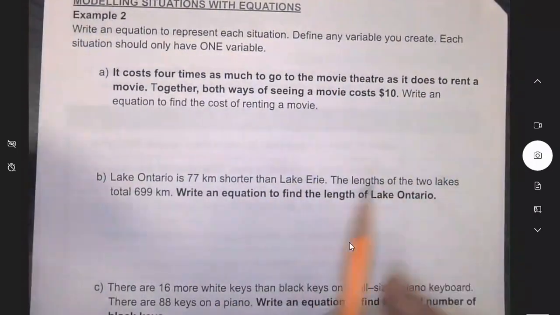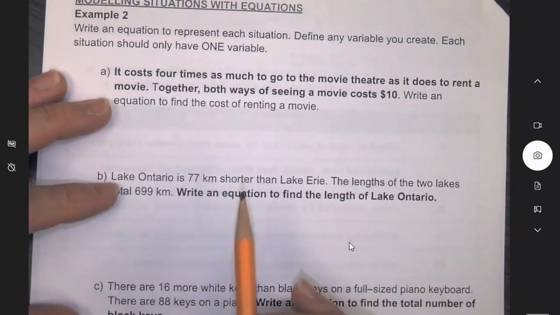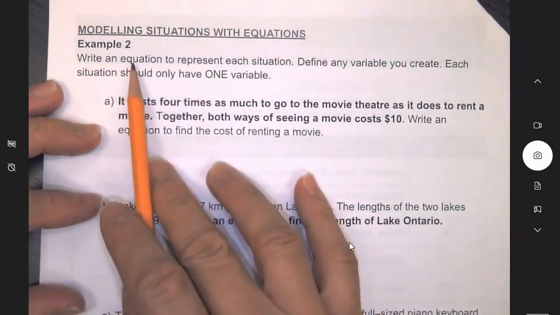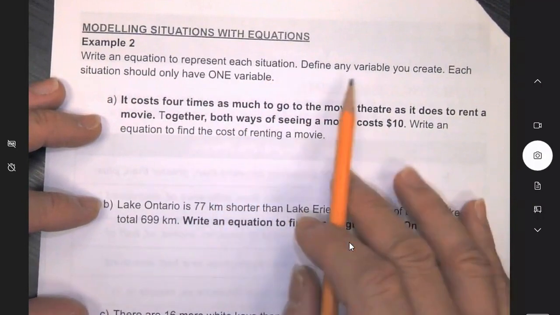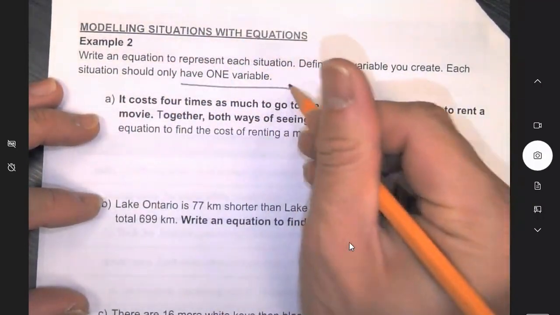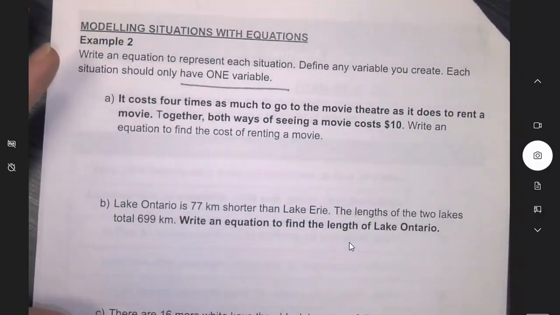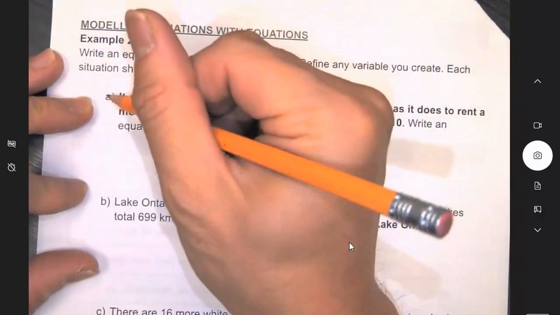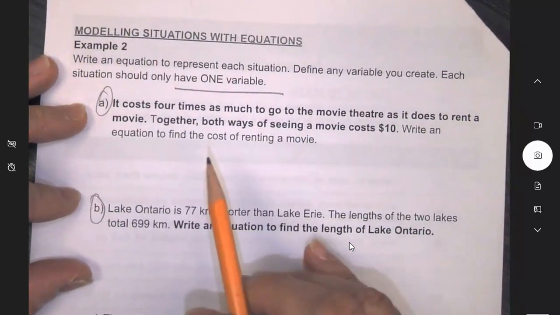Example 2. And these can be a little tricky, but there is a way to do it. Okay. So write an equation for each situation. Define any variable you create. Each situation should have only one variable, so you should really only have one letter. Okay. So I'm going to do A and B with you.